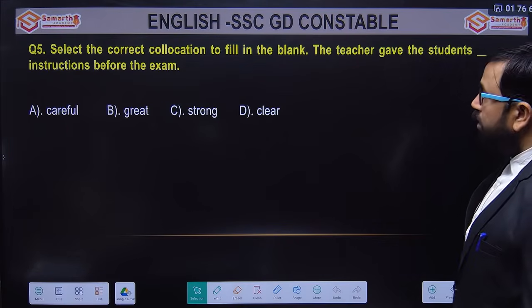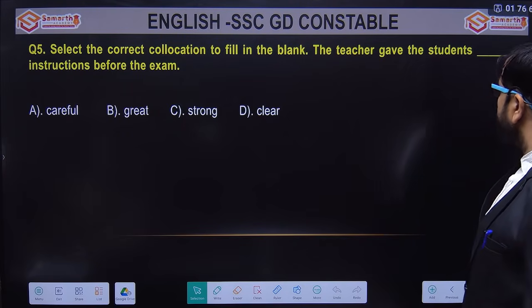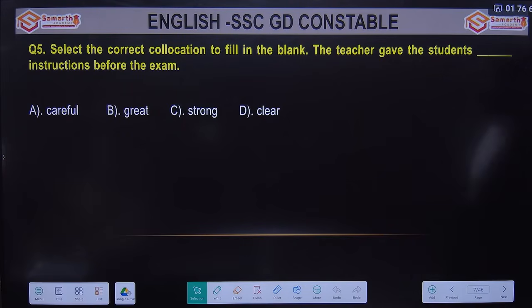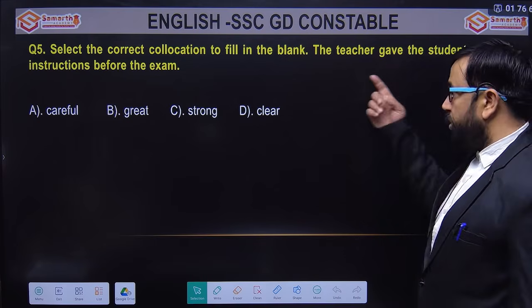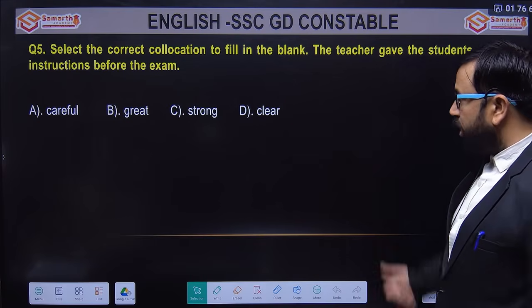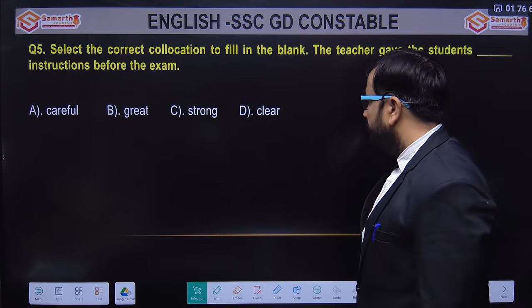Next one is again we have to select the correct collocation to fill in the blanks. The question is the teacher gave the student dash instructions before the exam. Noun है तो adjective कुछ ना कुछ आ सकता है. Options are careful, great, strong या clear.